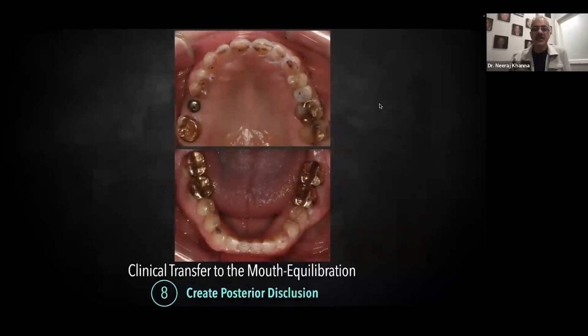And this is David basically fully equilibrated with posterior disclusion. We have canine guidance, we have anterior disclusion, we have centric stops on all the teeth. You may not see them clearly on the gold restorations, but they're there. But I've created a stable occlusion for David based on all the work that we did on the models.